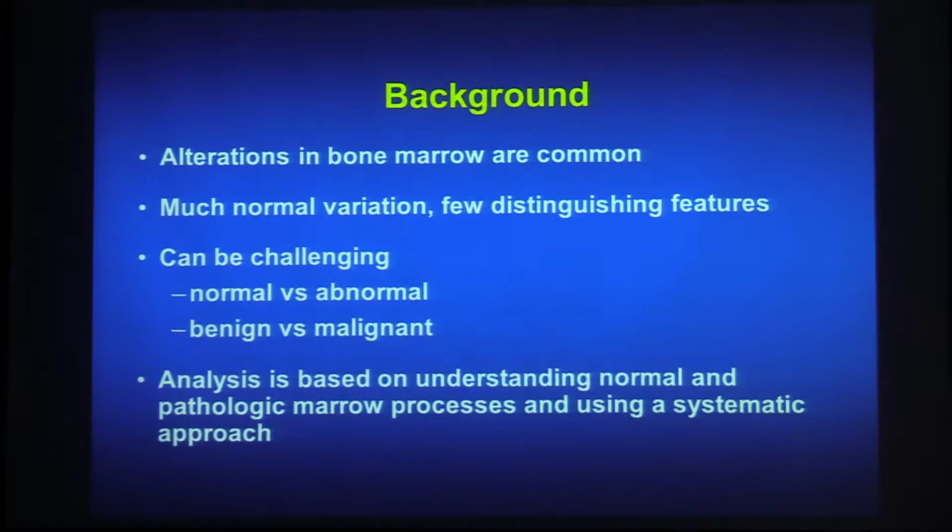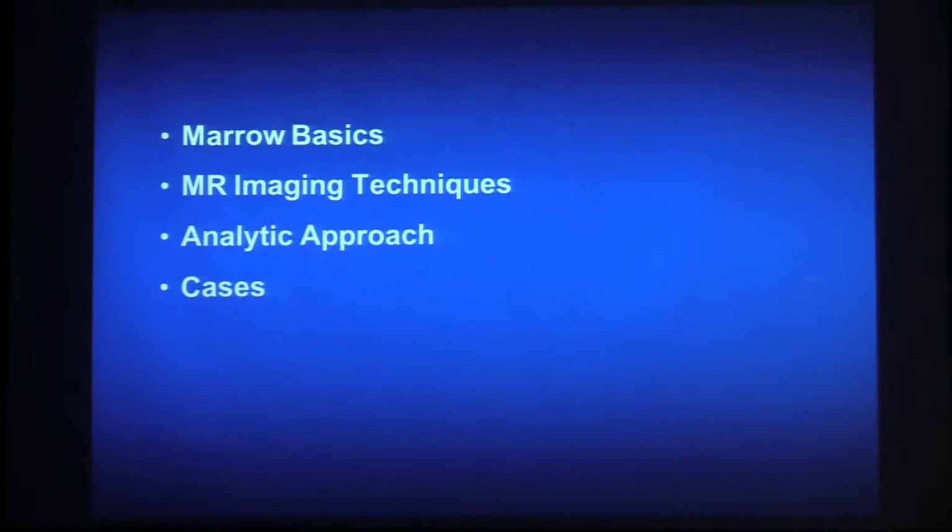So the challenge here is that alterations in bone marrow are common, and there's a lot of normal variation and few distinguishing features that help us to decide when we're looking at a normal marrow pattern or an abnormal marrow pattern, when we're looking at something that's benign or malignant. And the analysis of bone marrow pattern is based on understanding what the normal and pathologic marrow processes are. So you need to understand really what the physiology and pathophysiology is, and use a systematic approach to look at the abnormality.